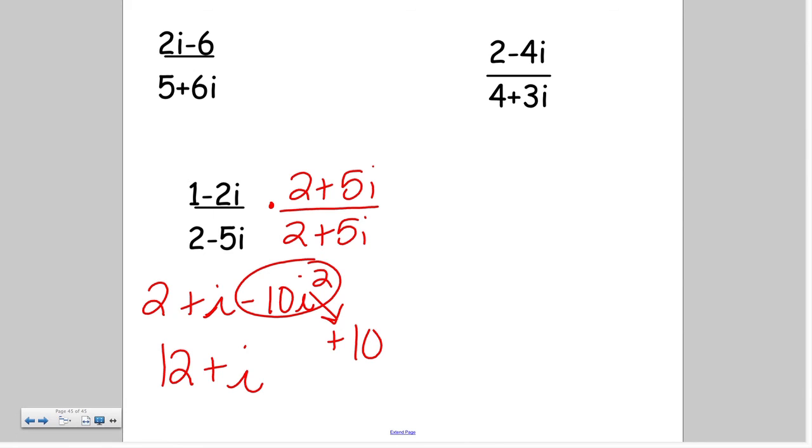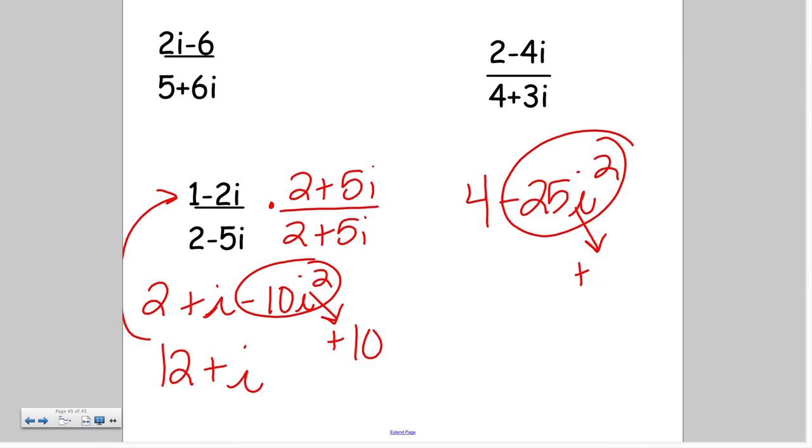So there's the top. Alright, now go to the bottom, and we're going to get 4, the middle's going to cancel, minus 25i squared. That's going to become positive 25, so that leaves me 29 on the bottom. Put it together, 12 plus i over 29.